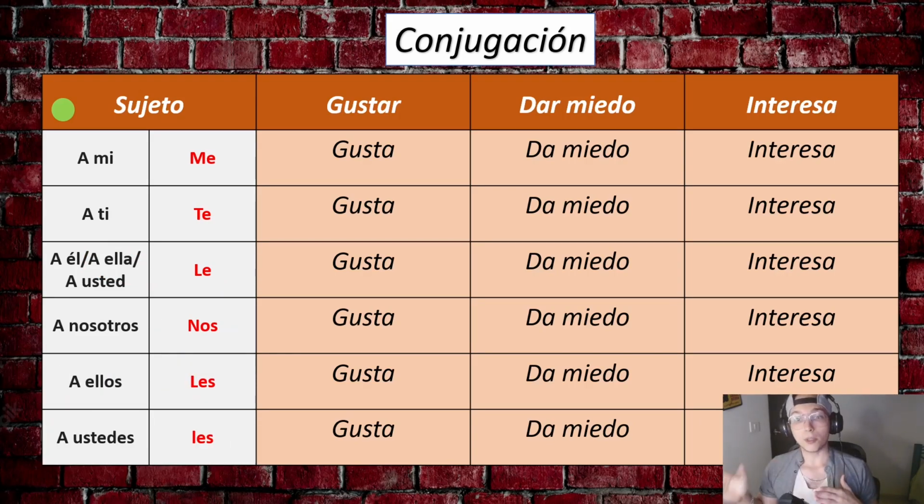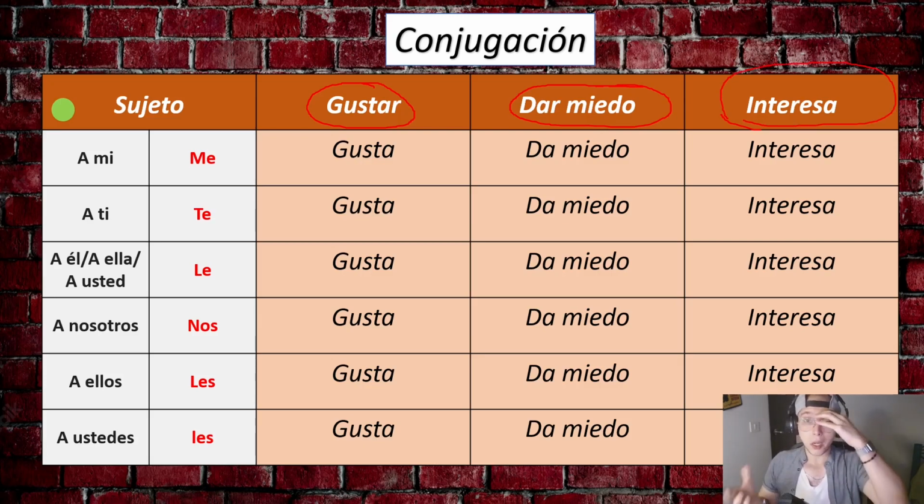Now, let's go with the verbs. We have 3 verbs in here. Gustar, to like. One more time. Gustar. We have "dar miedo." "Dar miedo" means to be scared of something, okay? Dar miedo. And "interesar." Interesar is to be interested in something, okay?